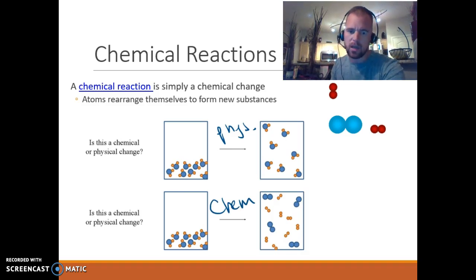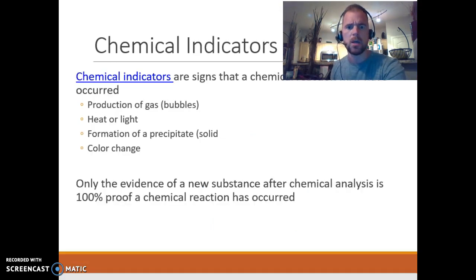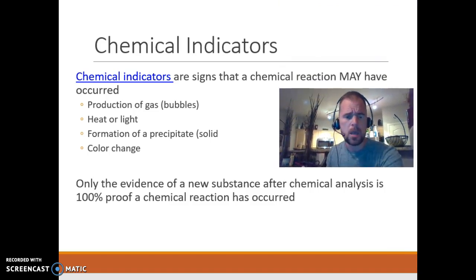Now, we don't always have the luxury of being able to see the molecules up close like this. Usually in the lab, we're mixing things in test tubes and beakers, and so we can't see if something actually has been created new based on the molecular structure. So we need chemical indicators to help us figure out whether or not something has actually chemically taken place. I'm going to move my webcam out of the way. So chemical indicators are signs that a chemical reaction may have occurred.